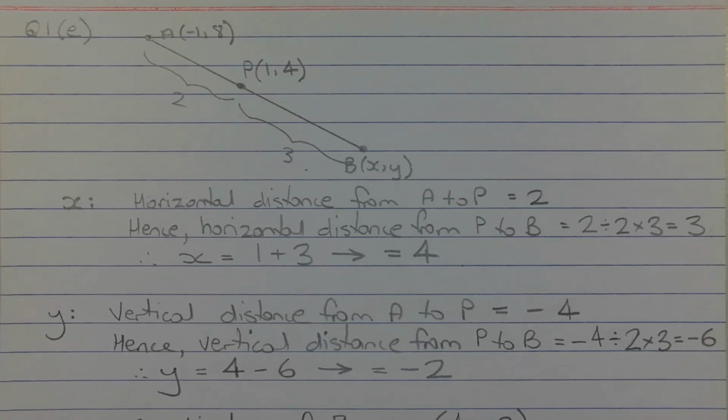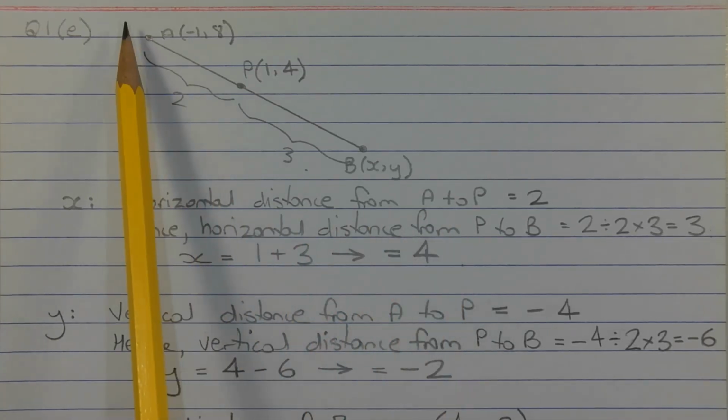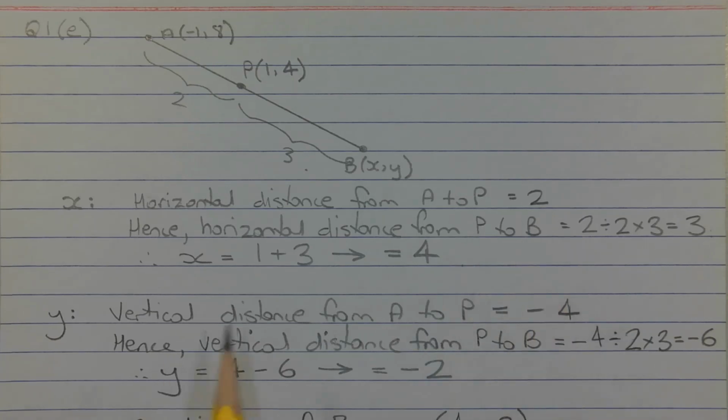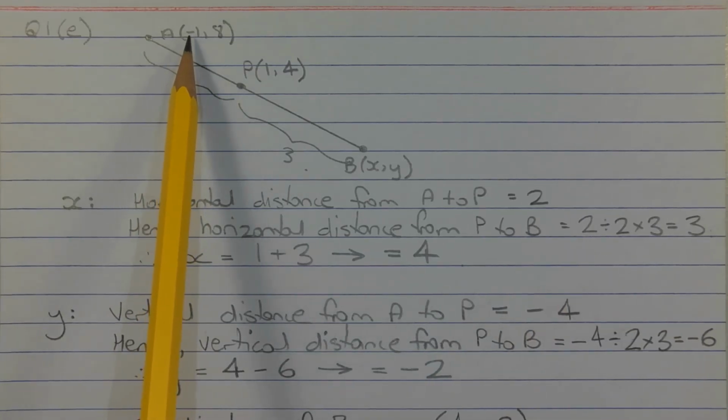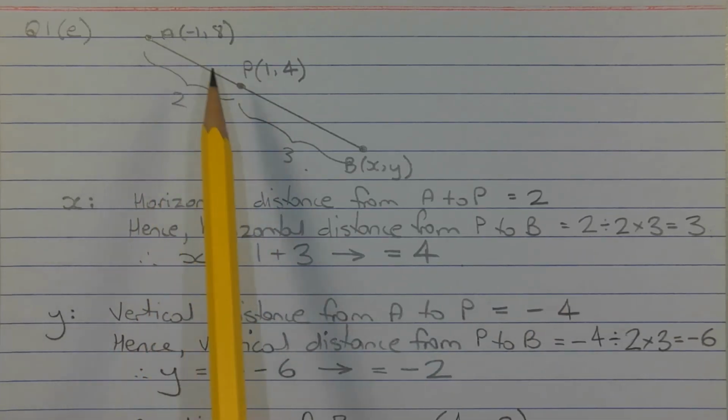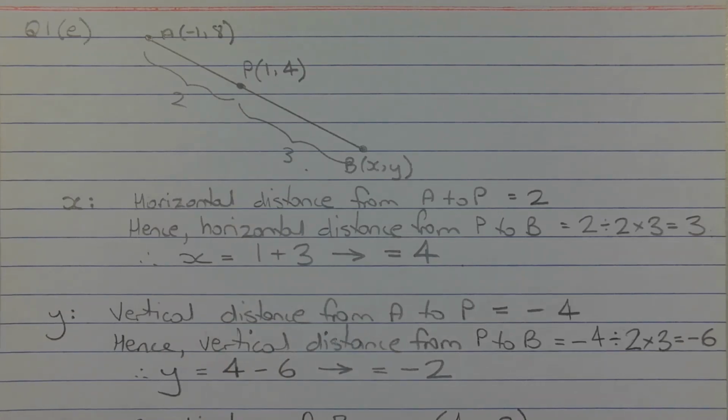Now the horizontal distance from A to P is equal to 2. We get that by considering the x coordinates of A and P. So from -1 to +1 is 2. Or in other words, 1 minus -1, so the difference between -1 and 1 is 2.